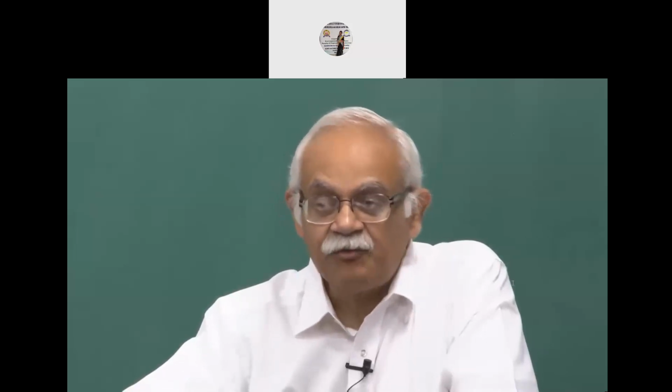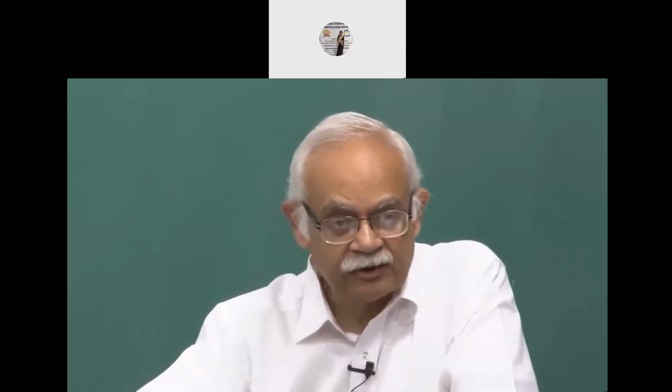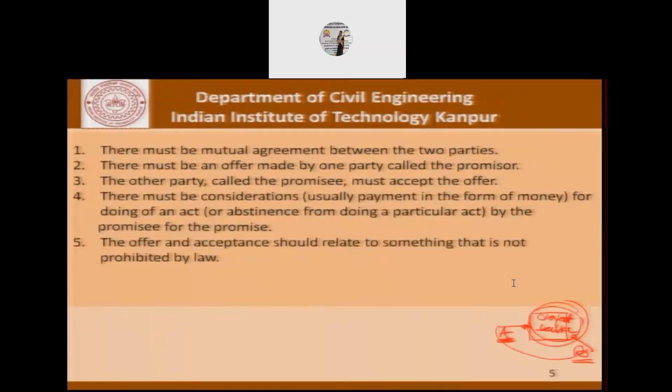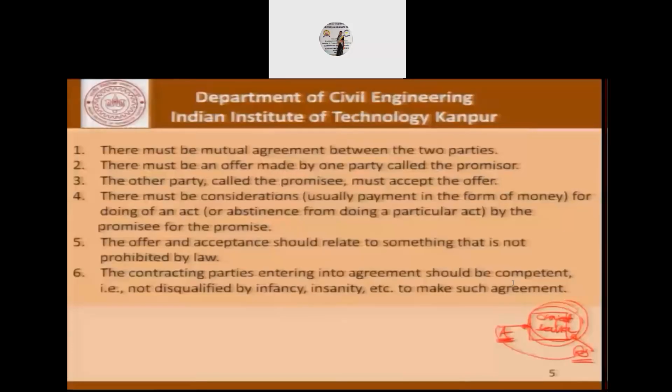A person or institution does not do something without any consideration. Some specific conditions are also needed. There must be consideration, doing an act or action by the promisee. The offer itself should not be prohibited. So obviously the object of the contract should not be prohibited by law, because it should not be illegal.